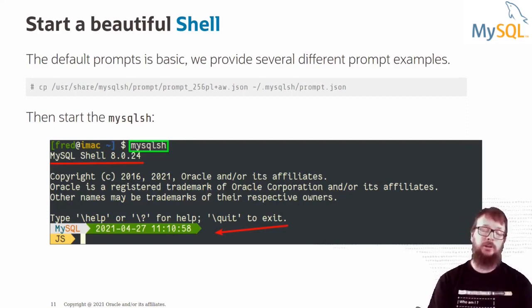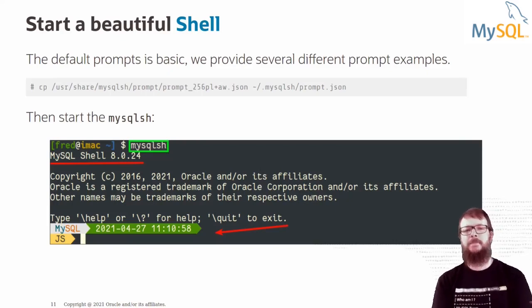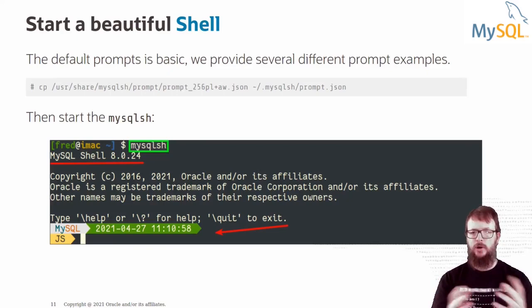Because when I started, I'm not connected. This is the difference between MySQL Shell and MySQL classic client, right? With the client, when you started, you were already connected. You had to connect to a host, right? And in this case, you can start it and you are not connected. You are in the shell. Then from the shell, you can connect. You can connect directly from the command line. You can do whatever you want.